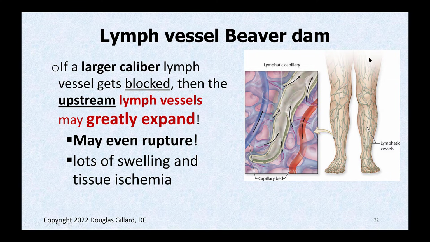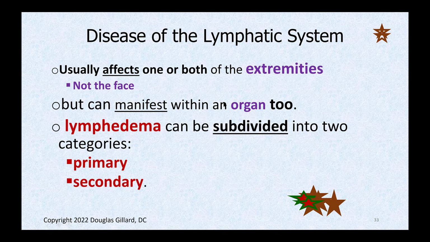Look at the lymph vessels. They're everywhere. If you do get a large caliber beaver dam or blockage, you can sometimes even rupture these things. The backup can be so great. They're not super strong like arteries, so you can rupture them and get some major lymphedema. Lymph disease usually affects the extremities. It can happen inside of organs, but you can't see that.